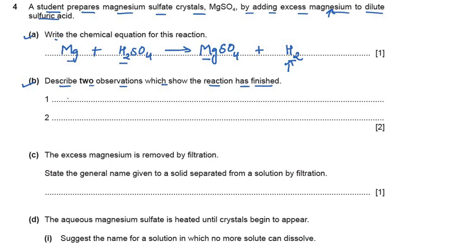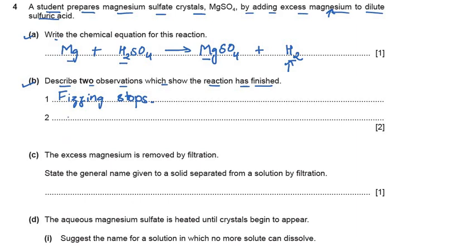So the first observation is fizzing will be seen, but as the reaction gets over, fizzing will stop. So the first observation which tells us that the reaction has finished is fizzing stops. You can say the bubbles stop producing, or you can also say that the effervescence stops. Anything can be used instead, but here we are writing fizzing stops.